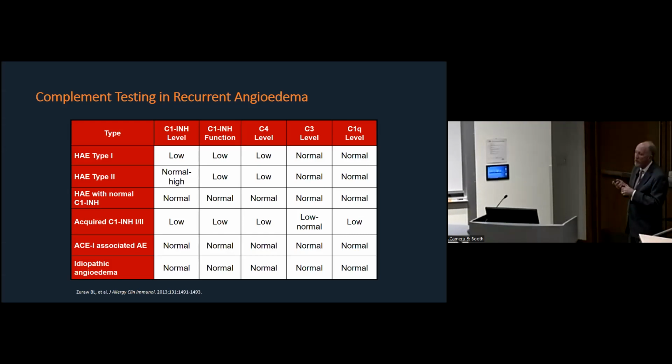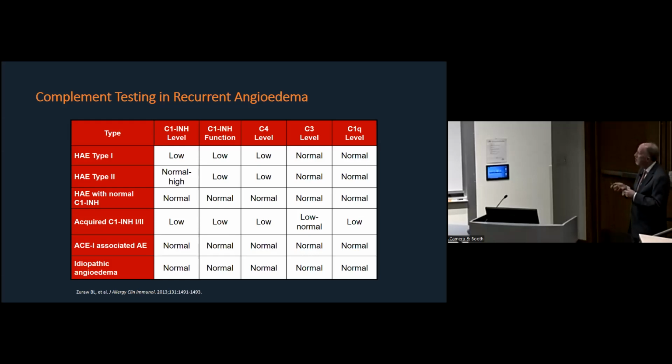In type 2, they make a protein, and you can measure it, and it's often normal or high, but it doesn't work. So in type 2, you've got a normal C1 inhibitor antigenic level, but a low functional level. And because it doesn't function, you've got a low C4 level.